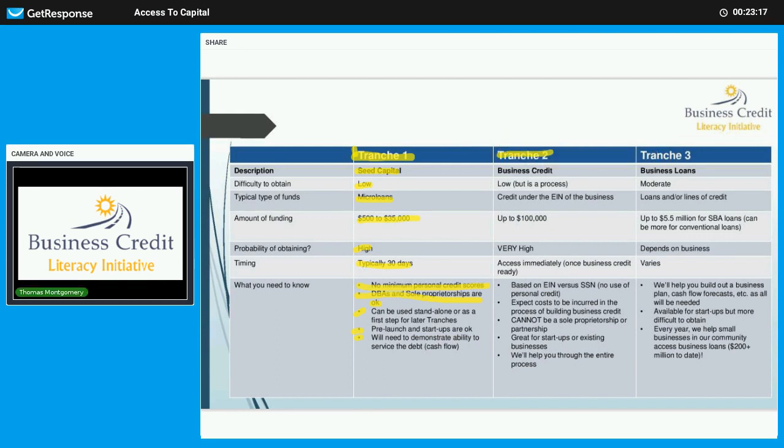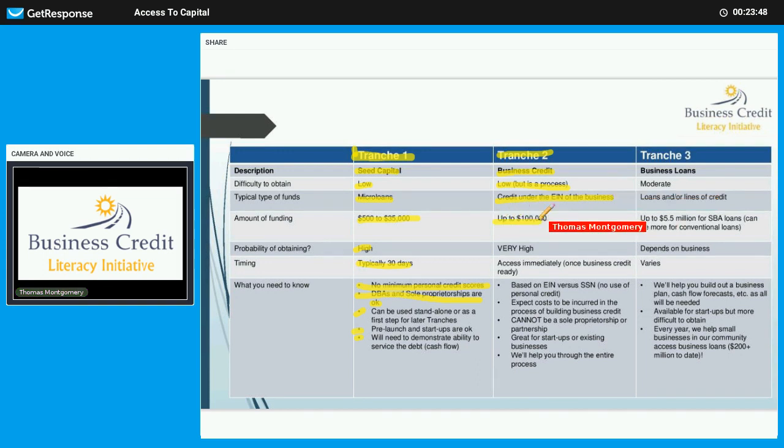Tranche 2 is really incredible, and I've got a couple slides to share with you afterwards, but it's based around business credit. Very rarely understood. Again, difficulty obtained is low. Anyone can build business credit successfully, but it's a process. So it's not a loan like tranche 1 where you just apply and you get $100,000 or $20,000. In this case, it's a process where we're building credit worthiness under the EIN of the business.